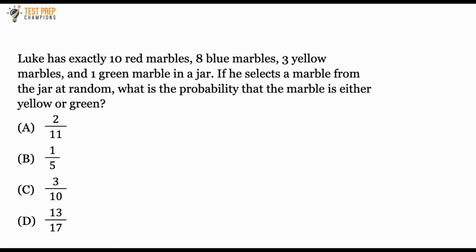Luke has exactly 10 red marbles, 8 blue marbles, 3 yellow marbles, and 1 green marble in a jar. If he selects a marble from the jar at random, what is the probability that the marble is either yellow or green? Is the answer A, B, C, or D? So now is your chance, if you'd like to pause the video, try to figure this out, and whenever you're ready, we'll go over the answer.